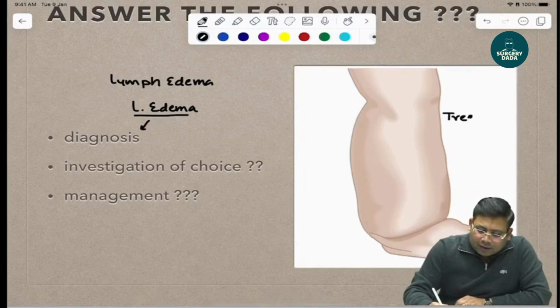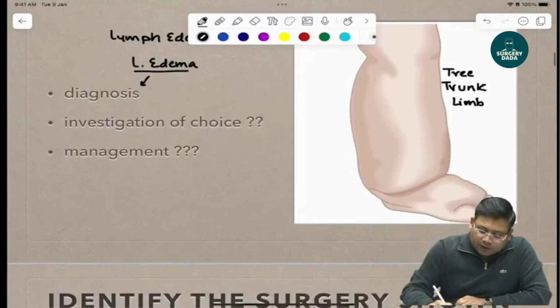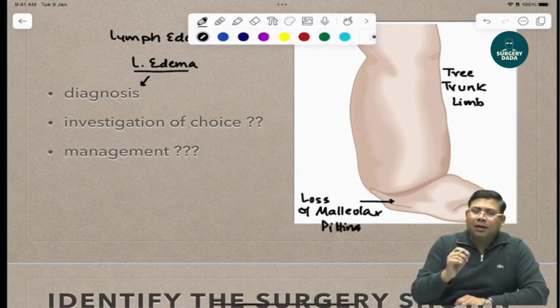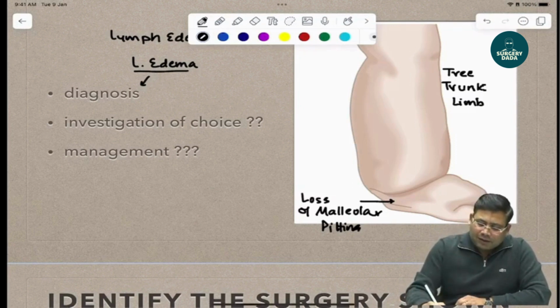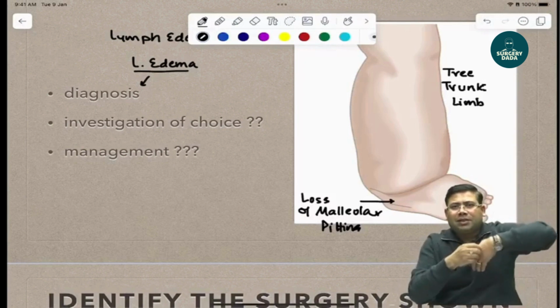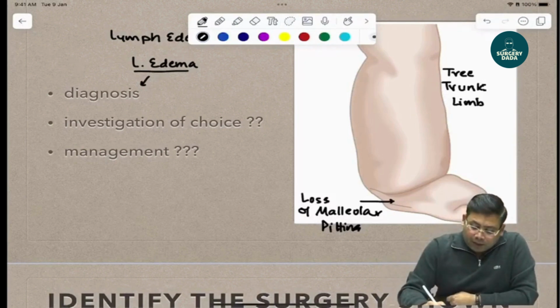Tree trunk limb. So the first thing that you have to see is a tree trunk looking like limb. What are the other important features? You can see loss of malleolar pitting. So loss of malleolar pitting, this is one more very important thing. The skin above the extremity is so much stretched that normally I can pinch the skin, but I cannot pinch the skin here, and that is why there is inability to pinch the skin.